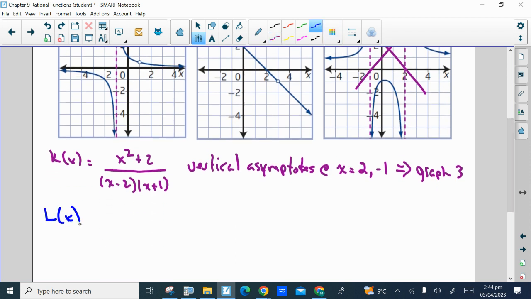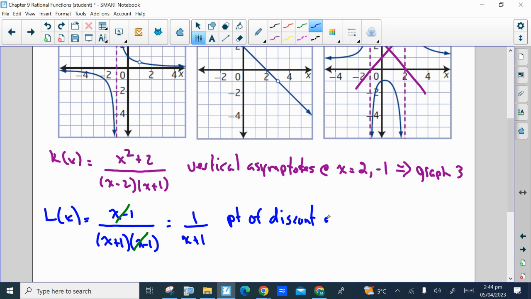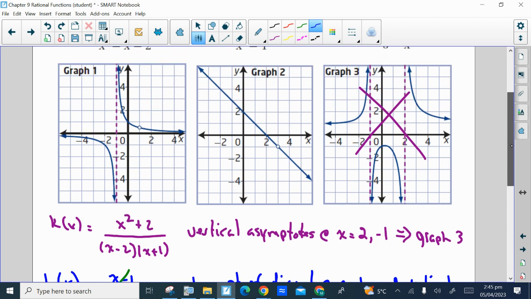The second equation, L of x, has a numerator of x minus 1. The denominator is a difference of squares. So we can factor those, and we can divide top and bottom by a factor of x minus 1, which leaves us with 1 over x plus 1. But because the x minus 1's cancel, that means we'll have a point of discontinuity at x equals positive 1. And because we still have a factor of x plus 1, that means we'll have a vertical asymptote at x equals negative 1. Point of discontinuity at positive 1, vertical asymptote at negative 1. That's graph number 1.